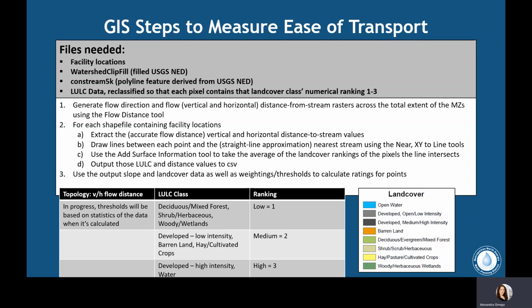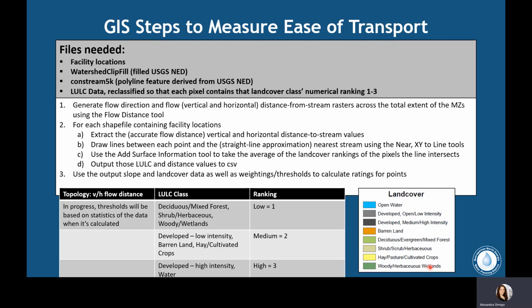LULC classes from the National Land Cover Dataset, again we got this dataset online, were reclassified from 15 to 8 classes. So you can see the 8 classes that we used here.